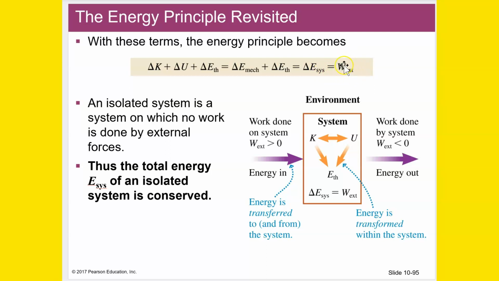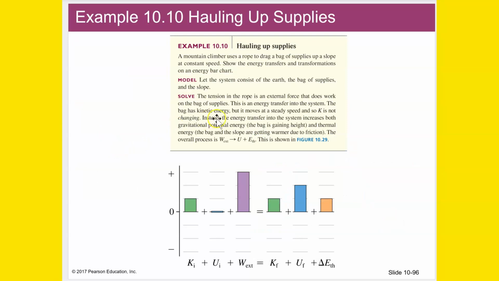If the external work done on the system is 0, then there is no change in the energy of the system. That's called an isolated system. An isolated system is a system on which no work is done by external forces. Thus, the total energy of an isolated system is conserved. All right. All this is stuff we've already said.